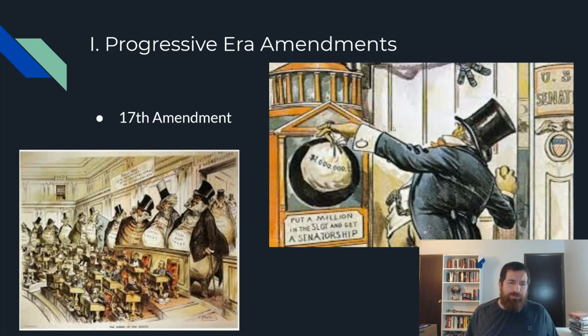The 17th Amendment says that U.S. senators will be directly elected rather than chosen by state legislatures. So we've talked about how Congress is structured, that you have the House of Representatives and you have the Senate. It used to be that we would only vote for members of the House. The Senate would be chosen by the state legislatures or the state lawmaking bodies.